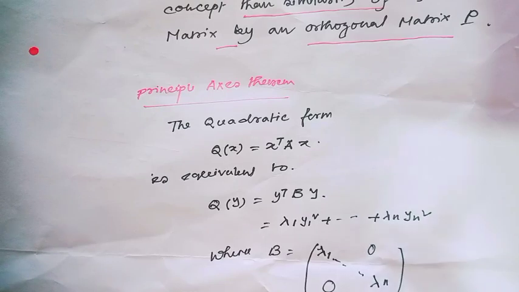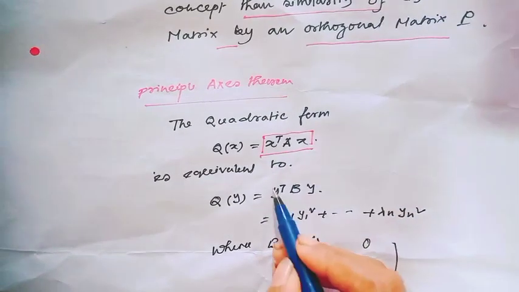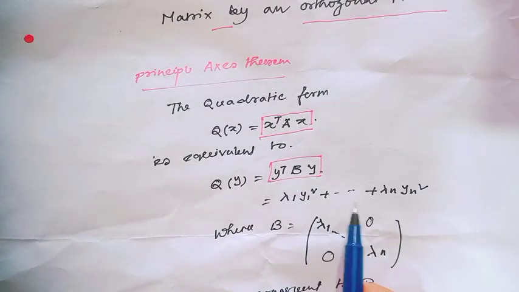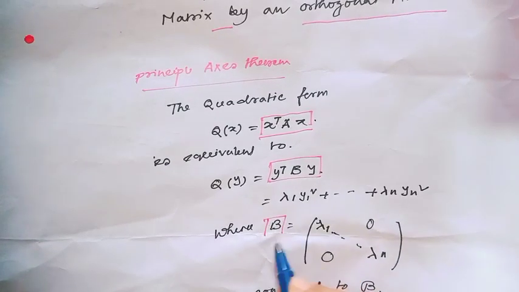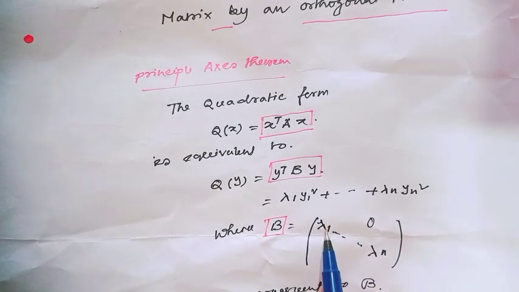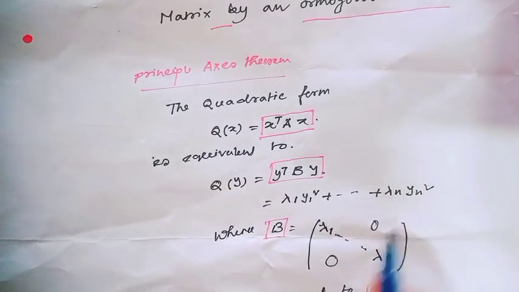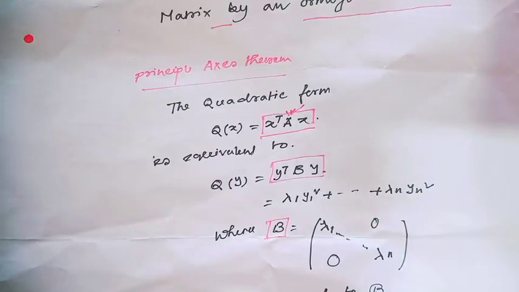And in quadratic form, by the principal axis theorem, the quadratic form x transpose AX is equivalent to y transpose BY, which is actually lambda 1 y1 square up to lambda n yn square, where obviously the matrix B is diagonal, with lambda 1, lambda 2 up to lambda n along the diagonal, and the other part would be 0. That means obviously here the matrix A is congruent to matrix B, by the principal axis theorem.